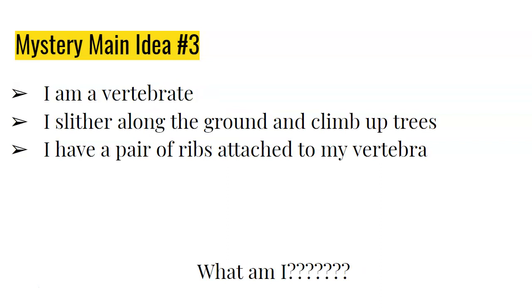Mystery main idea number 3. This is our final mystery. I am a vertebrate. I slither along the ground and climb up trees. I have a pair of ribs attached to my vertebra. What am I? I am a snake.